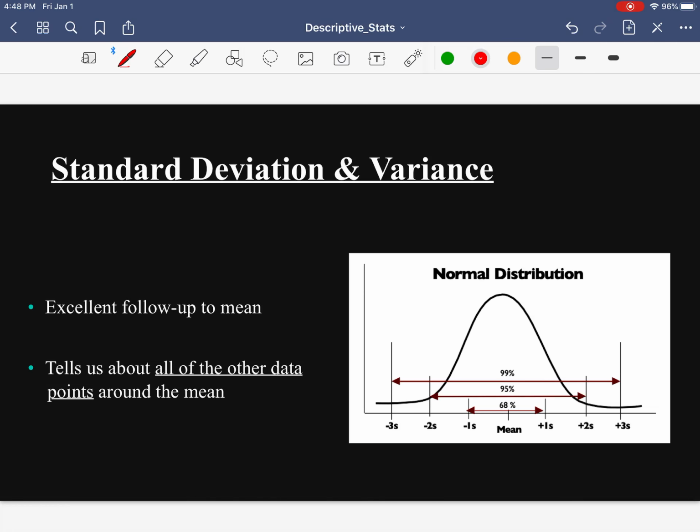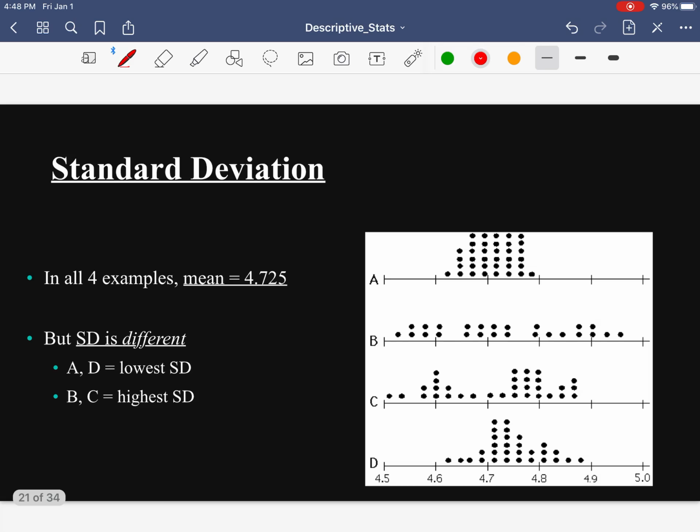Excellent. So, as I've already said, standard deviation and variance are an excellent follow-up to the mean. The mean gives us some information, but it doesn't tell us where the other data points are. So standard deviation tells us where the other data points are around the mean. So here are some simple examples.